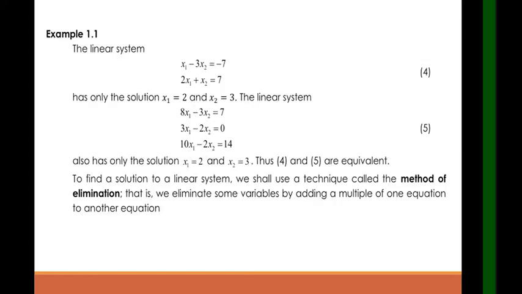Now, example number 1. This is a linear system, x sub 1 minus 3 x sub 2, which has, meron siyang constant na 3. This one has a constant of 1. Equals negative 7, and 2x sub 1 plus x sub 2 is equal to 7, has a solution that is equivalent to x sub 1 equals 2, and x sub 2 equals 3. So, let's see if that's correct. Let's check this one.